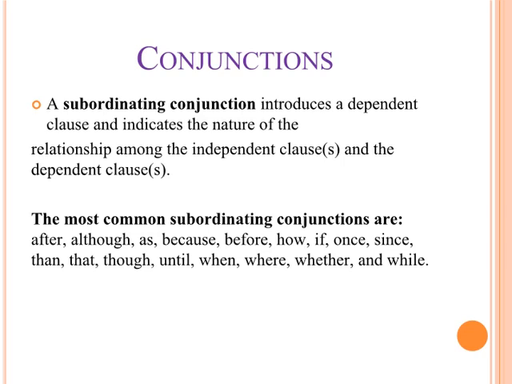List of conjunctions. Coordinating conjunctions: for, and, nor, but, or, yet, so. Correlative conjunctions: both, and; either, or; neither, nor; not only, but; whether, or.